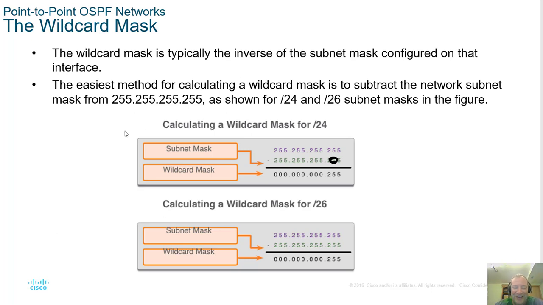Okay, the subnet mask is the bottom number here. If it's a /24, it's going to be 255, 255, 255, 0. You could take 255, 255, 255, 255 and subtract the subnet mask from it, and you would get the wildcard mask.